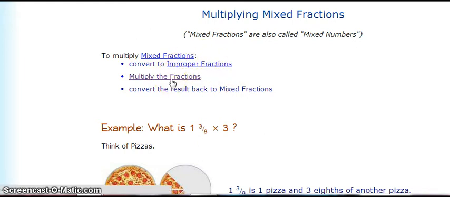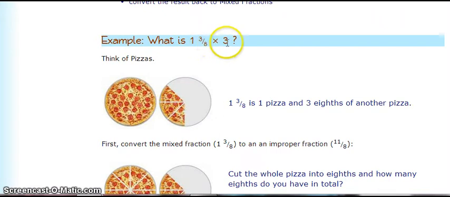Once you convert the mixed fraction to an improper fraction, you can get to a point where you multiply numerator times numerator, denominator times denominator, like you did with the proper fractions, where you had like 1/2 or 2/3 times 2/5. So in this example, 1 3/8 times 3, the 1 3/8 is the mixed number that needs to be converted into an improper fraction. And how do you do that?